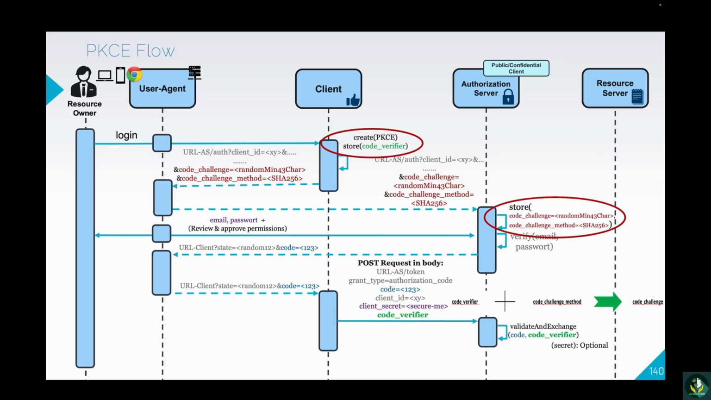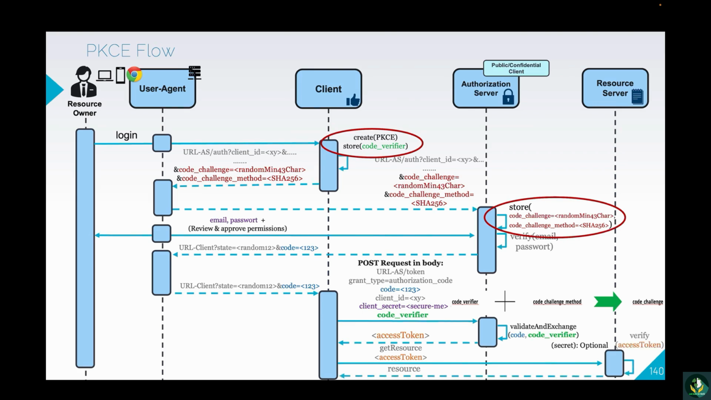By applying the code challenge method to the code verifier, the server can generate the same code challenge and confirm that the exchange is legitimate. If everything checks out, the authorization server responds with an access token and possibly a refresh token, depending on the server's configuration. Finally, the client uses the access token to request resources from the resource server on behalf of the resource owner. The resource server validates the access token and, if valid, returns the requested resources to the client, completing the process.